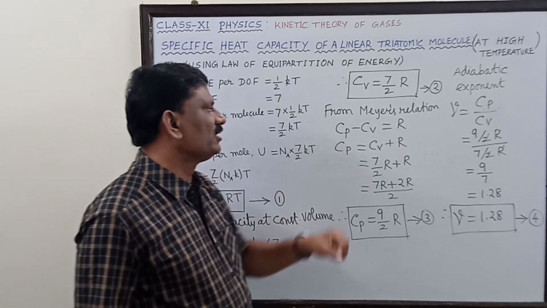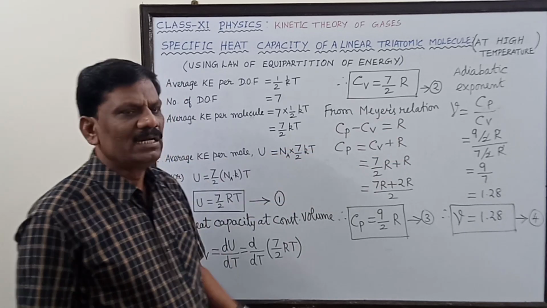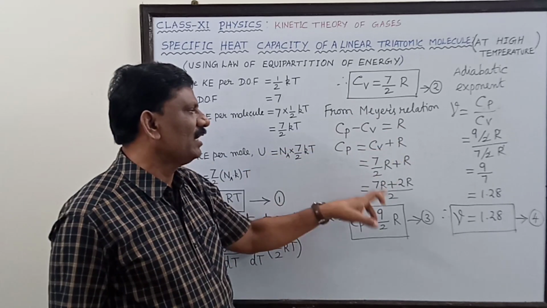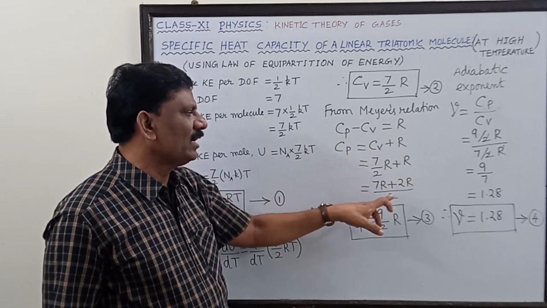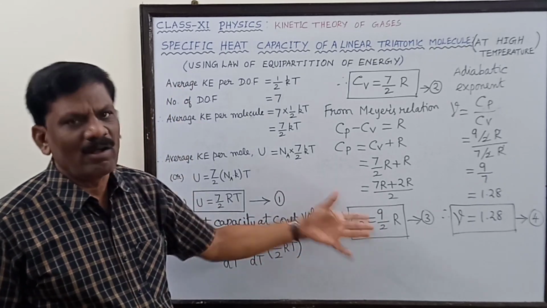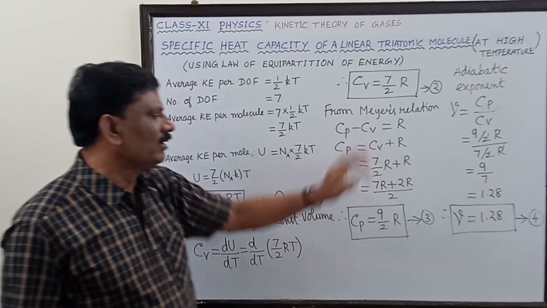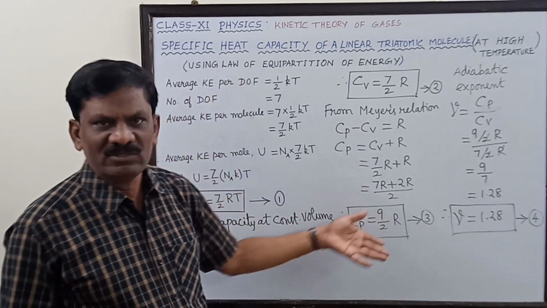And from Mayer's relation, Cp minus Cv equals R. So Cp equals Cv plus R. If you add 7/2 R plus R, we get 9/2 R. Therefore, the value of Cp equal to 9/2 R becomes equation 3.